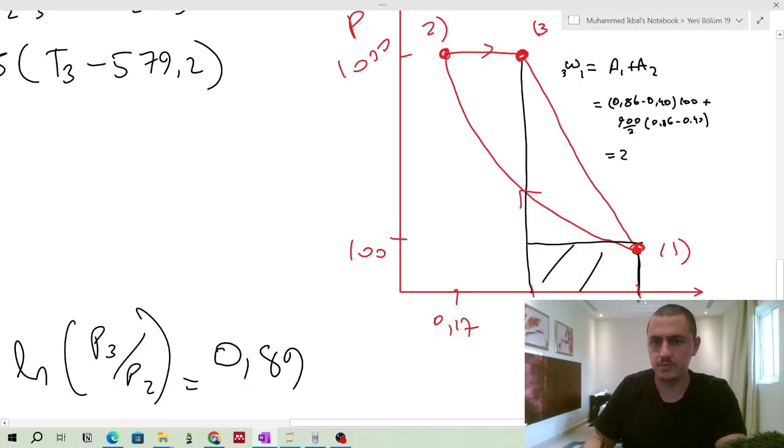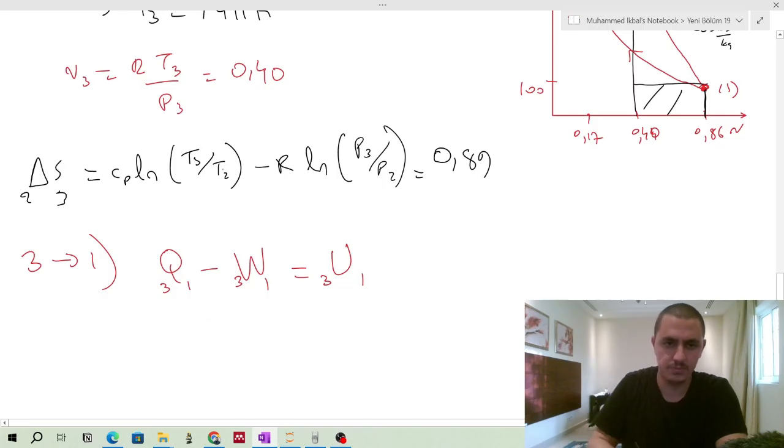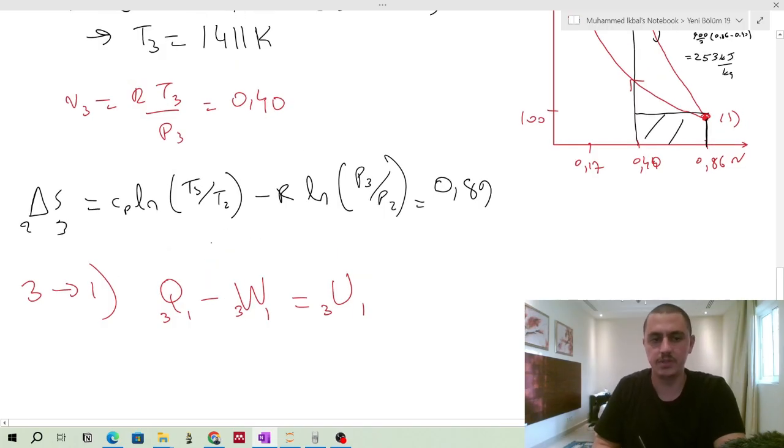So it will be 253 kilojoule per kilogram, and we are going to write that. That means this is a positive work. This work is done by the system, so you put positive values here.